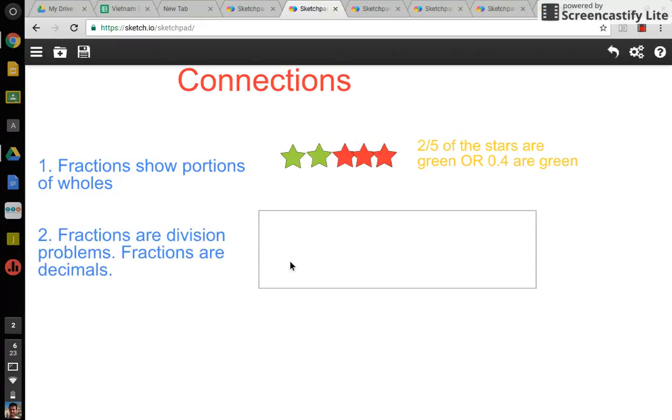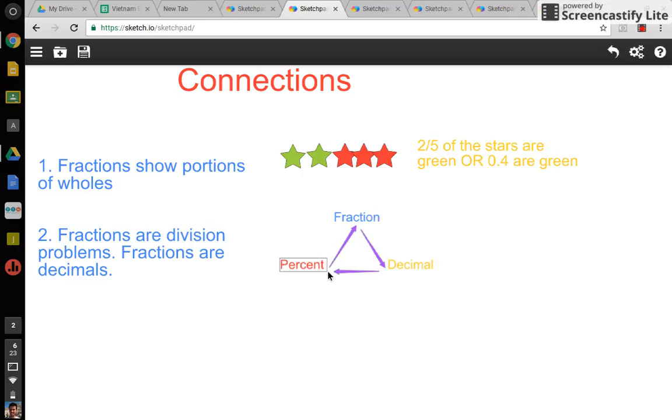Another thing you're going to need to remember is that fractions are division problems and fractions are also decimals. So this is just remembering that connection between fractions, decimals, and percents. This is important to know because some problems might give you a percent and ask you to find a fraction. Some might give you a fraction and ask you to find a decimal. Some might even give you a fraction and ask you to find a percent. So knowing that connection is going to help you know which steps to take.